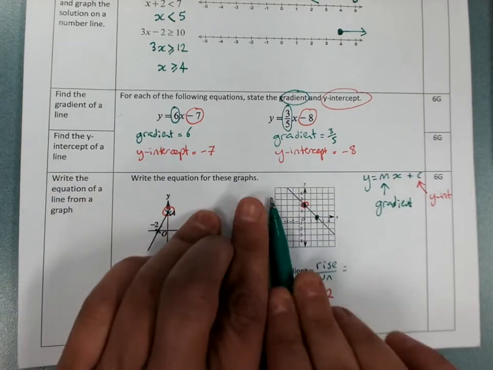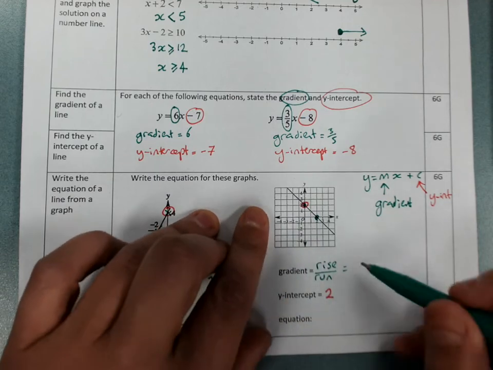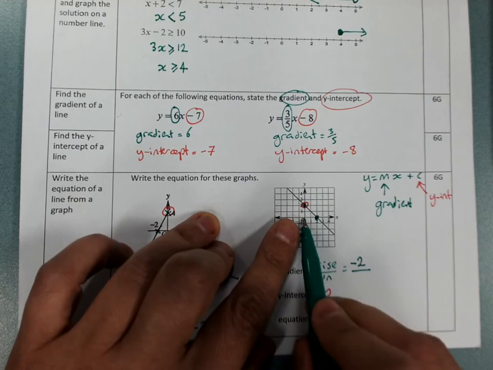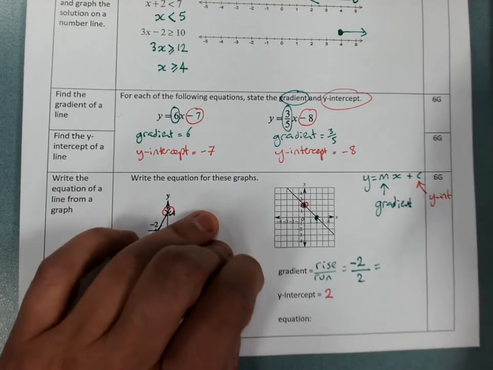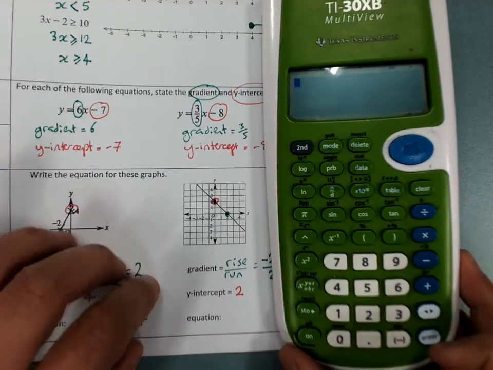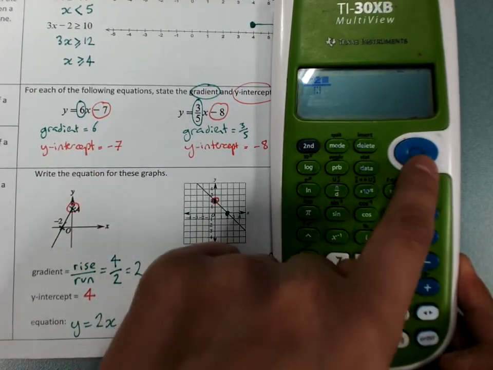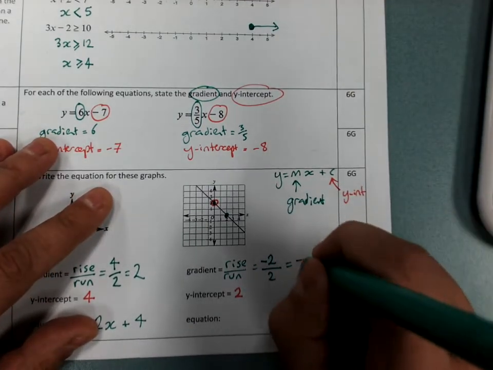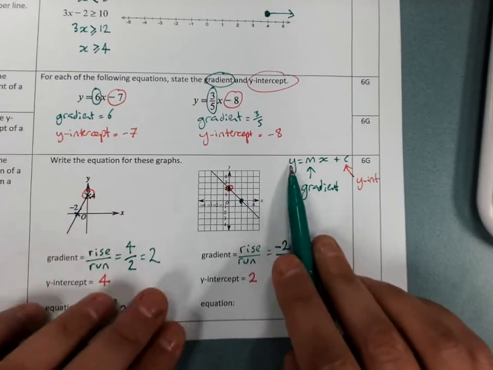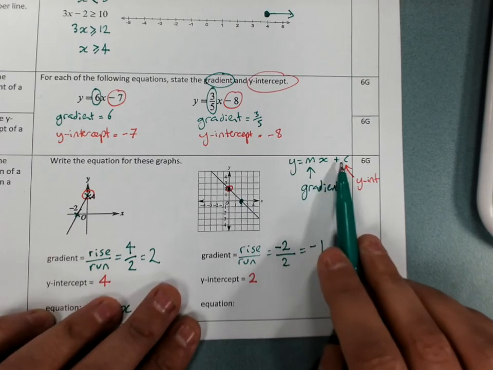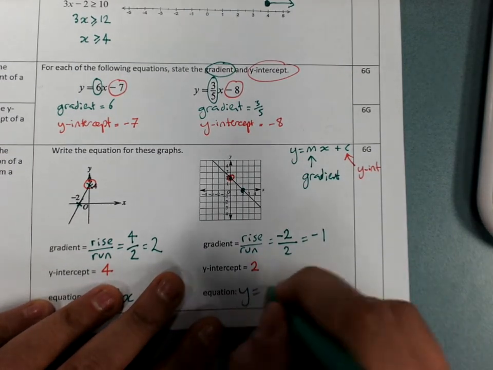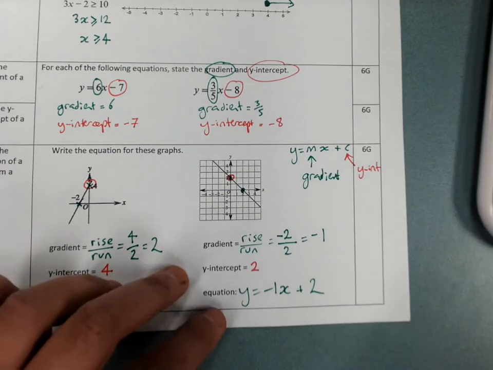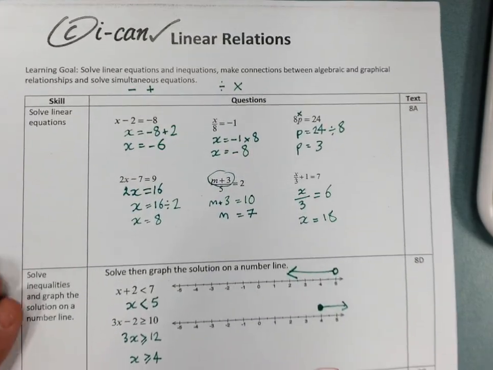Between that one and that one, reading across the page, it went down 2. It's a negative gradient. Between there and there, it went across 2. Anytime there's a fraction, use your calculator. Negative 2 over 2 is negative 1. So my gradient is negative 1. Then the line y equals the gradient times x plus the y-intercept. The gradient is -1. The y-intercept was positive, so I write +2. So that's the first page of your CI CAN.